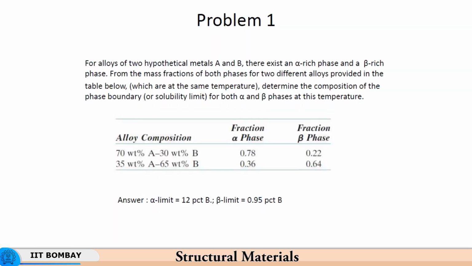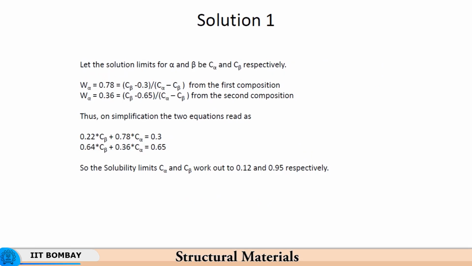So, what we find is that for the second alloy it is C beta minus 0.65, because it is 65% of B, right, 65% of B, here it is 30% of B. So, C beta minus 0.65 upon C alpha minus C beta, second composition. If we simplify the two equations, we get this, and from these two equations one can work out the solubility limits alpha and beta. So, C alpha is 0.12 and C beta is 0.95.